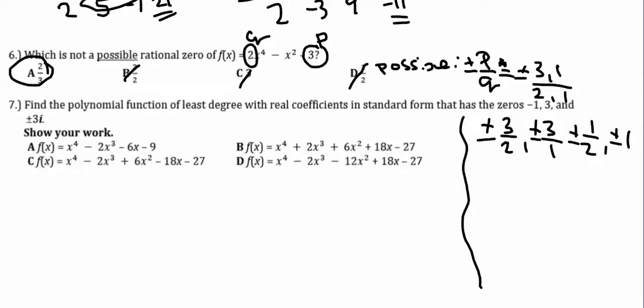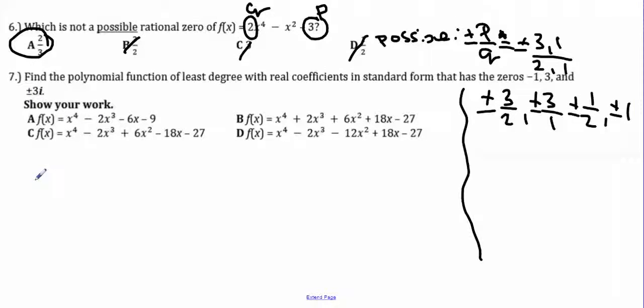All right, last question on the first page. Find the polynomial function of least degree with real coefficients in standard form that has the zeros of negative 1, 3, and plus or minus 3i. So remember, whenever we do imaginary numbers, they always have to come in pairs. We want to have the plus and we want to have the minus. And think about why that is. I'll show you in a second why that is.